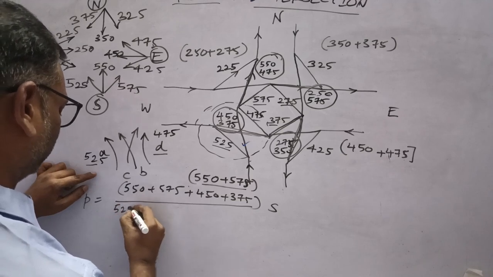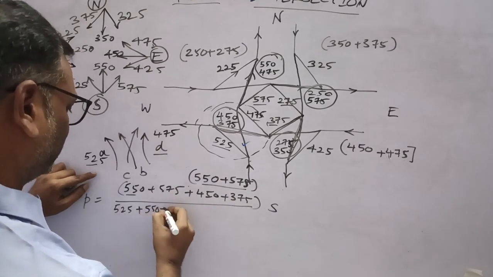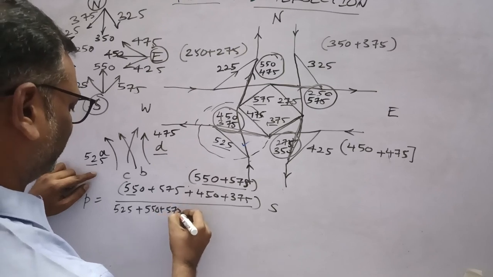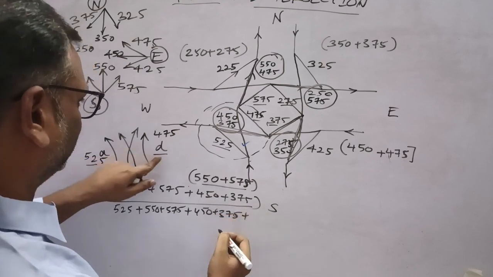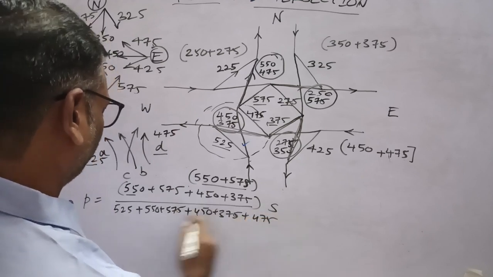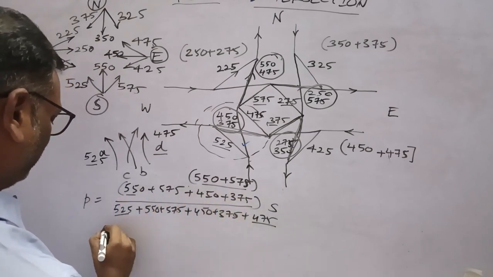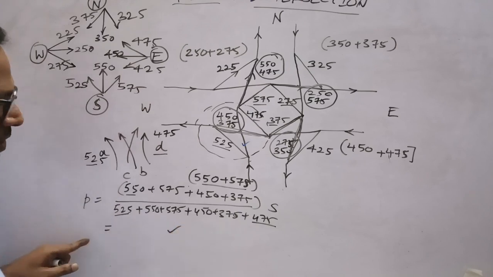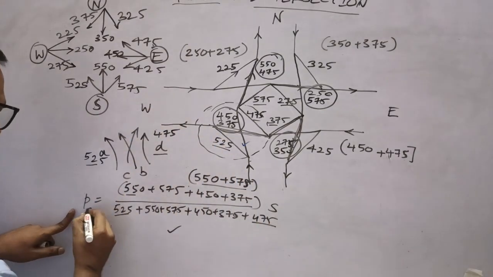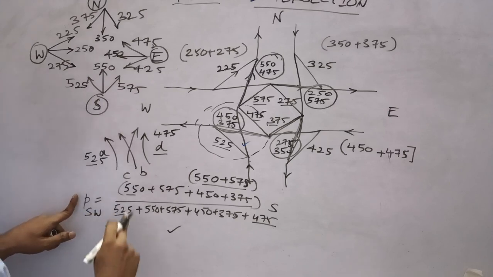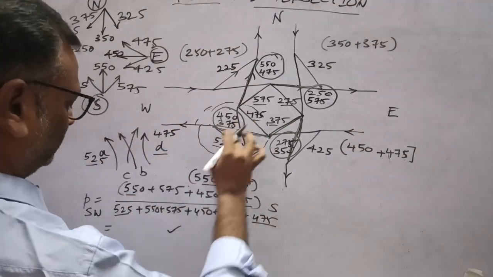So 525 plus, so write all these things, 550, 575, 450, 375 and then 475. So A, D, B and C as in the numerator. Now calculate P, you will get some value. So this is for south-west. Proportion of weaving traffic in southwest weaving section.